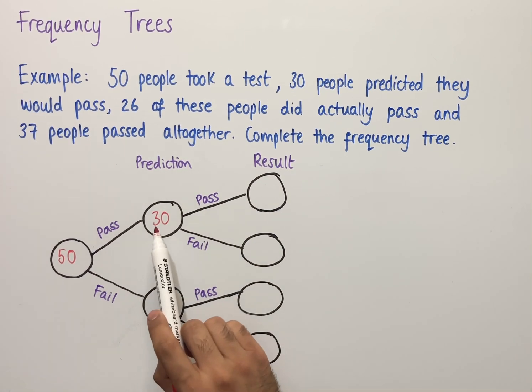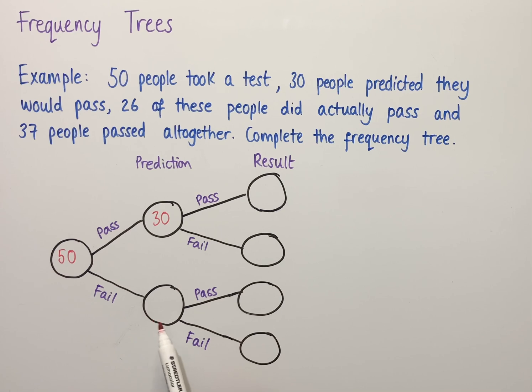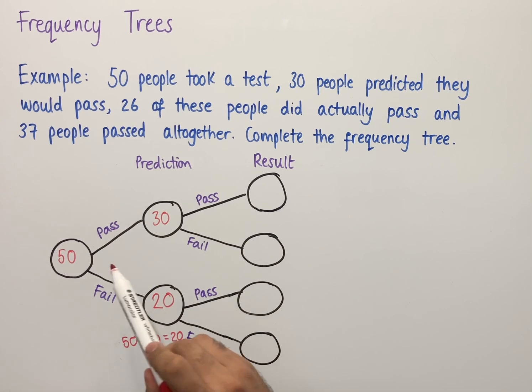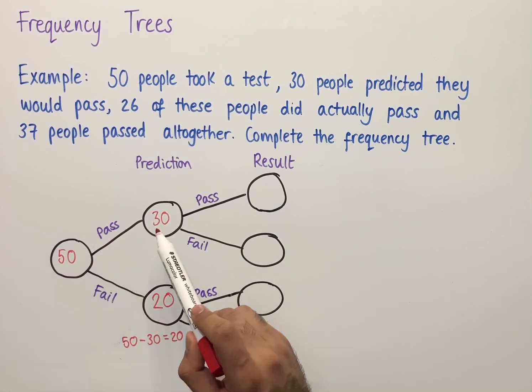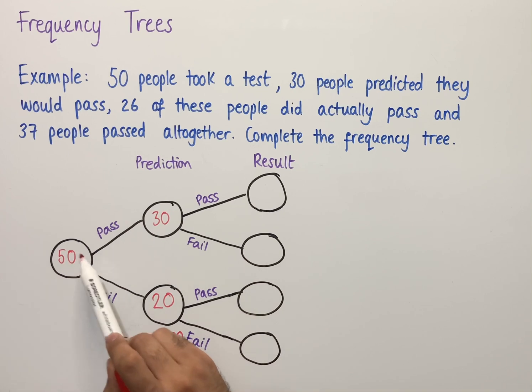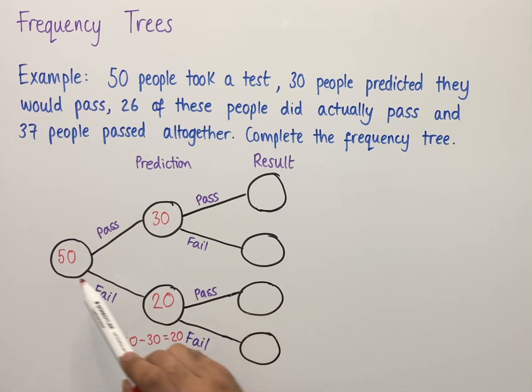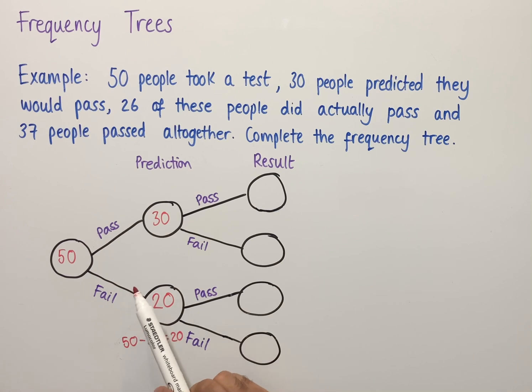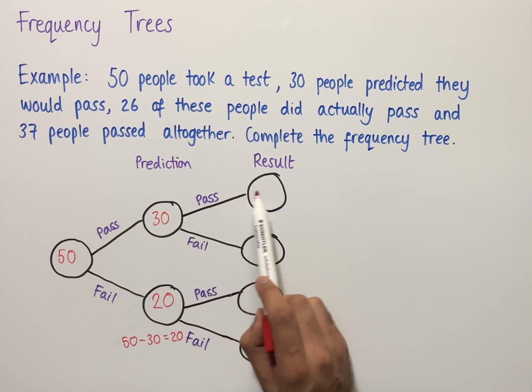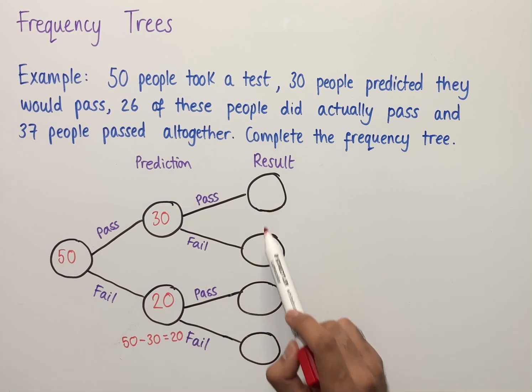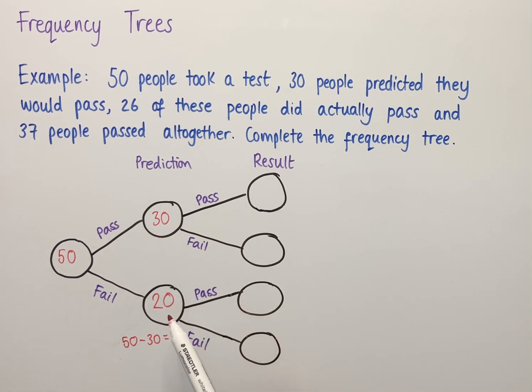And so if 30 people predicted they would pass, then to work out the number of people who predicted they would fail, we would do 50 minus 30, which gives us 20. And so within this circle, we can write 20. Notice how the two branches that come out from this circle have numbers which both add up to the number inside. So 30 plus 20 gives us 50. And this is always true for all of the other branches. For 30 here, the two numbers inside the circles that lead out from it must add up to make 30. And likewise for 20, the two numbers must add up to make 20.